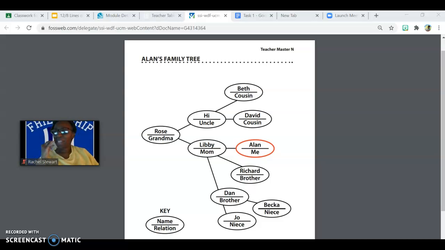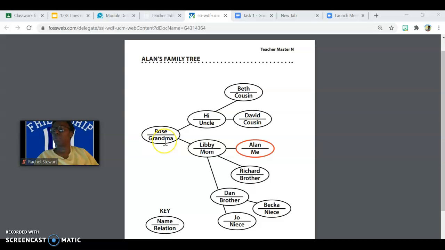So, who are the common ancestors of Richard and Joe? Well, here's Richard, here's Joe. The common ancestor of Richard and Joe would be Libby, okay? Who is the most recent common ancestor? Sorry. The most recent common ancestor between Richard and Joe will be just Libby. All right. Who is the most recent ancestor of Dan and Hyde? Dan and Hyde. The most recent ancestor would be Rose.